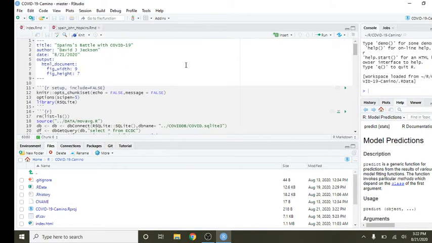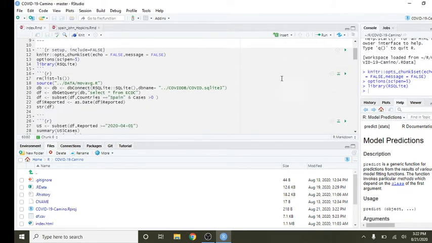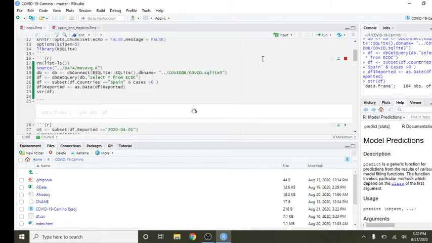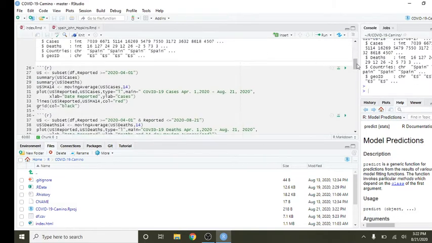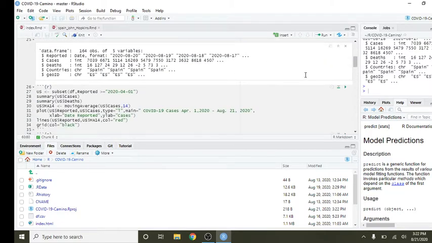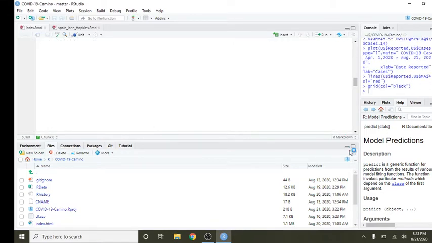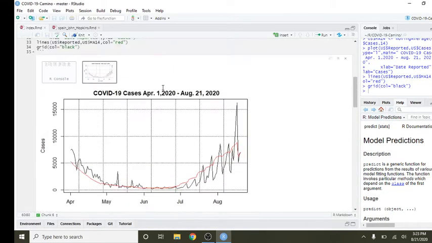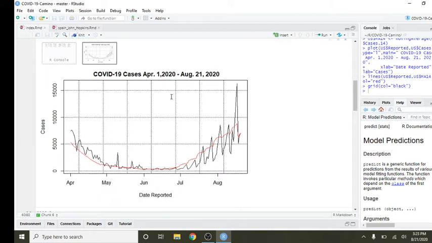Okay. Let's go ahead and load some data, or load the library. Pull out the U.S. data. Pull out the Spanish. So let's go ahead and do the initial plots for Spain. Okay. COVID-19 daily report.